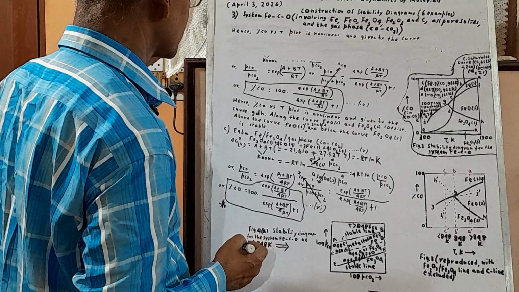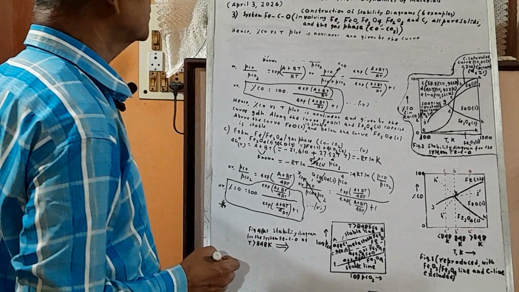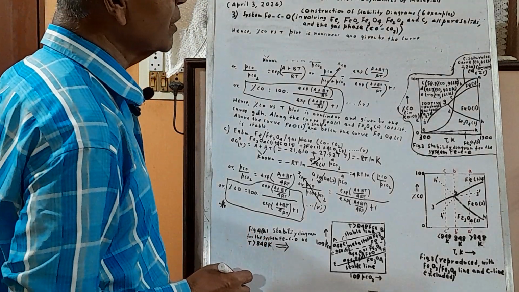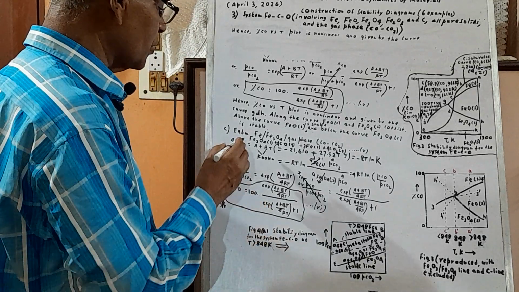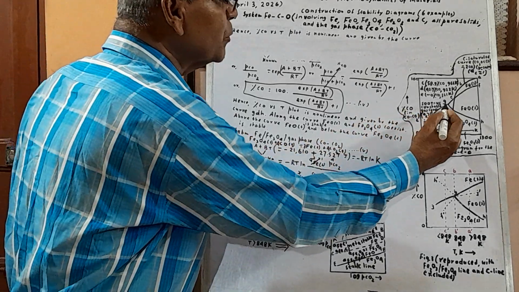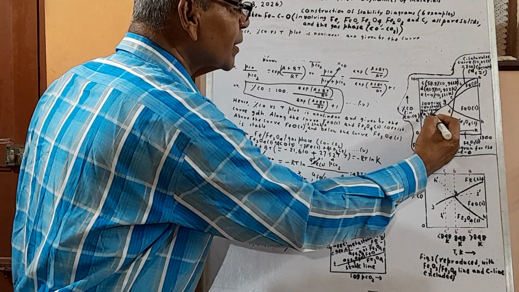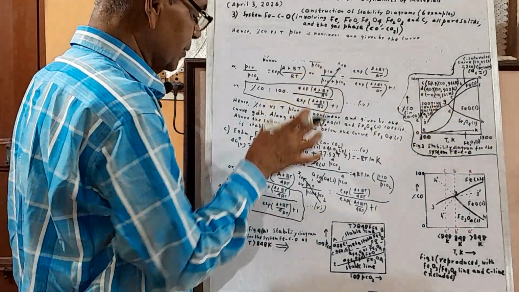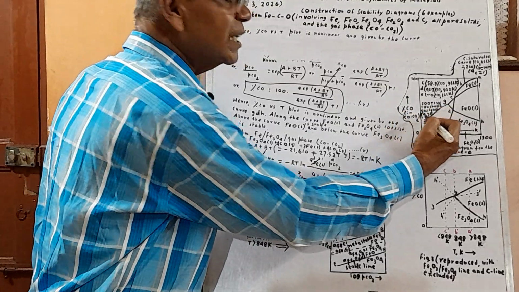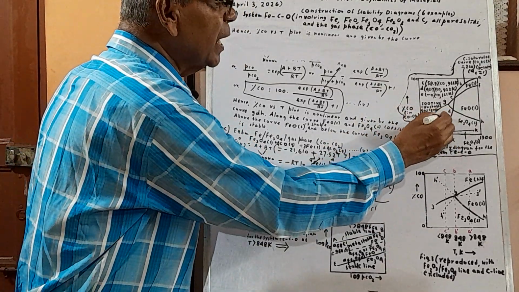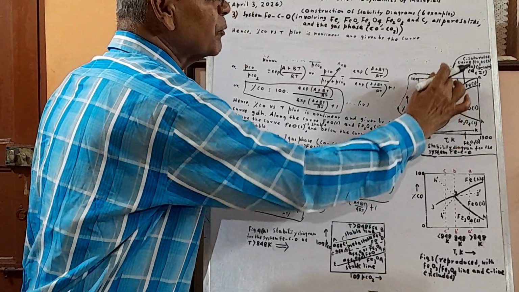Oh, I am very sorry. How did I make this mistake? Which equilibrium constant is given by which curve? This equation represents which curve? GJ. Equilibrium between Fe and Fe3O4. Forget about this carbon curve.